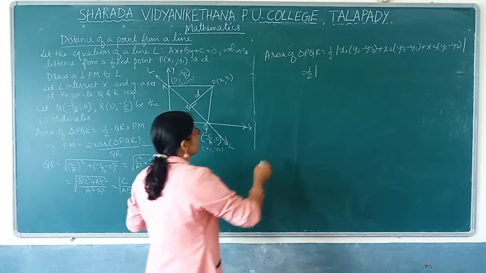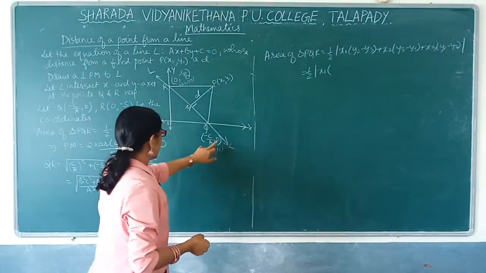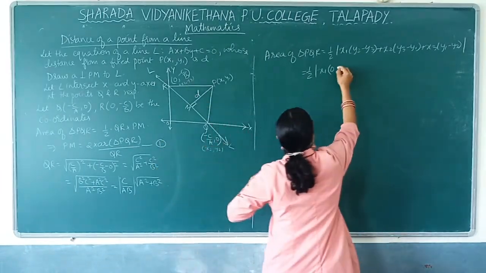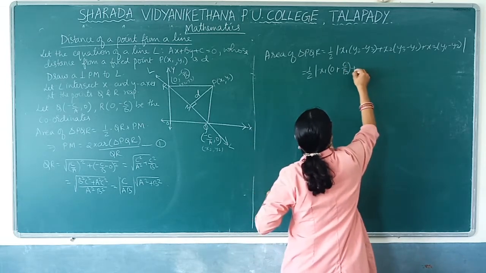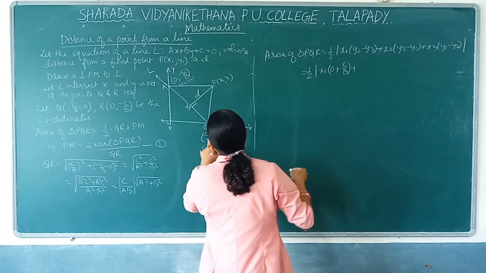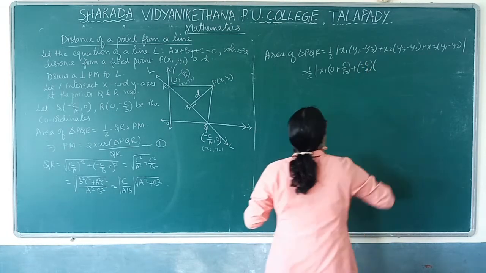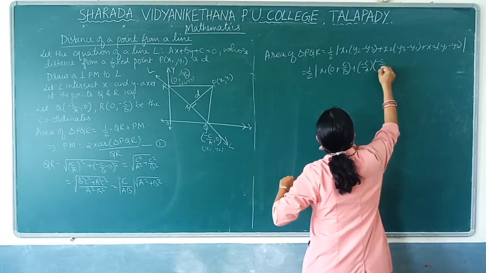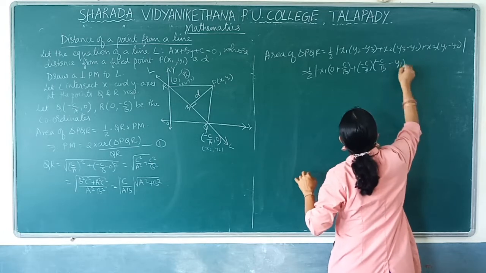Now x1 is x1 only, keep it as it is. x1 of y2 minus y3. y2 is 0, so 0 minus y3. What is the minus of? Minus plus c by b plus x2. What is our x2? Minus c by a. Minus c by a of y3 minus y1. y3 is what? Minus c by b into minus y1. What is y1? It is y1 only. I told you keep it as y1 only.